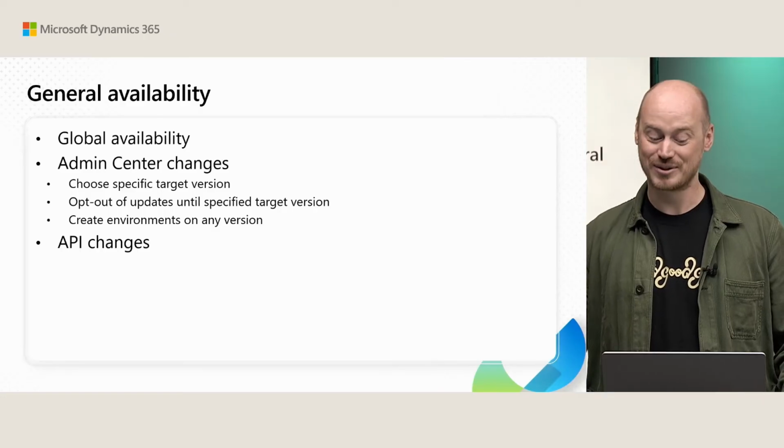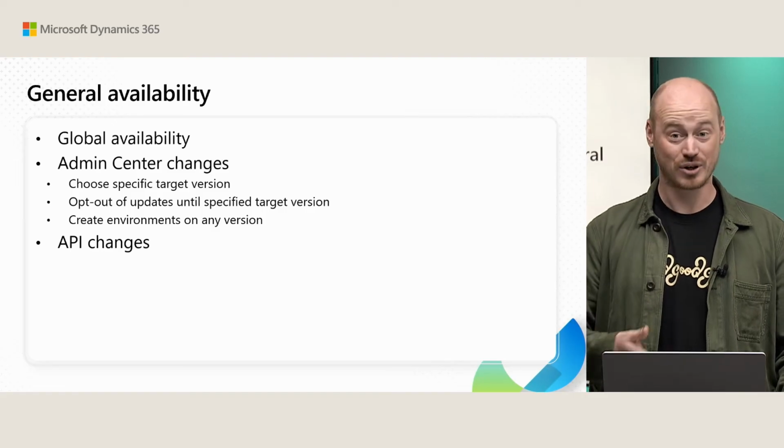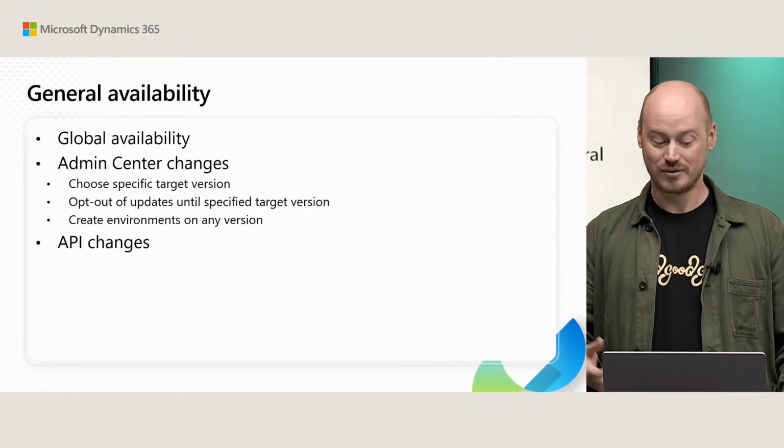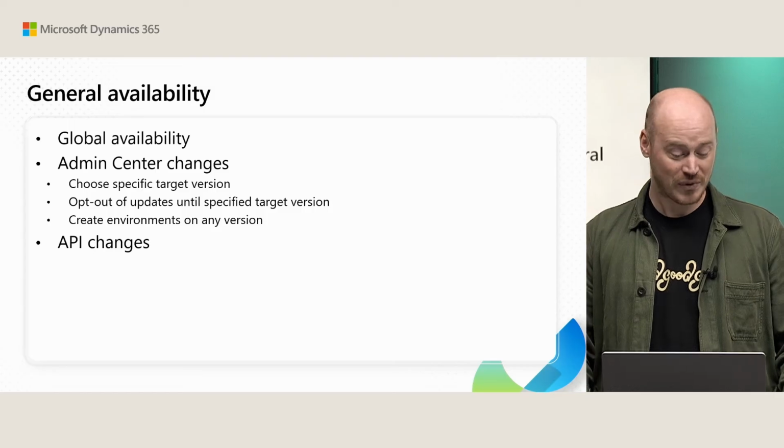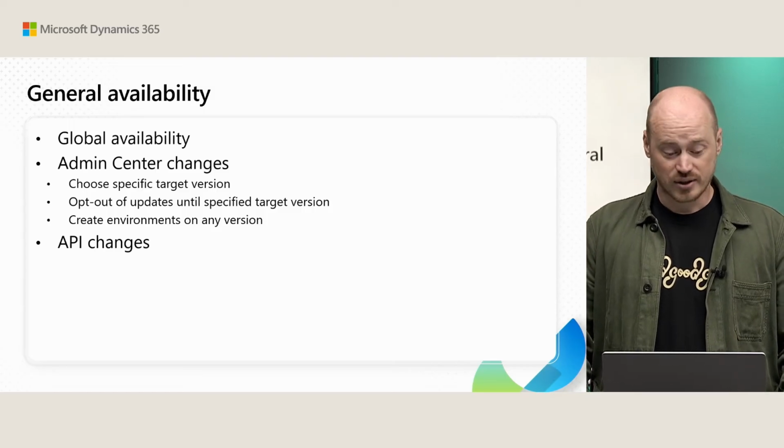You'll also start to see the admin center changes come in. So you'll be able to choose a specific target version for your next environment update. You'll be able to opt out of an update until a specified target version. Ricardo will show you how that works. And you'll be able to now create environments on any version. Finally, there's also API changes.